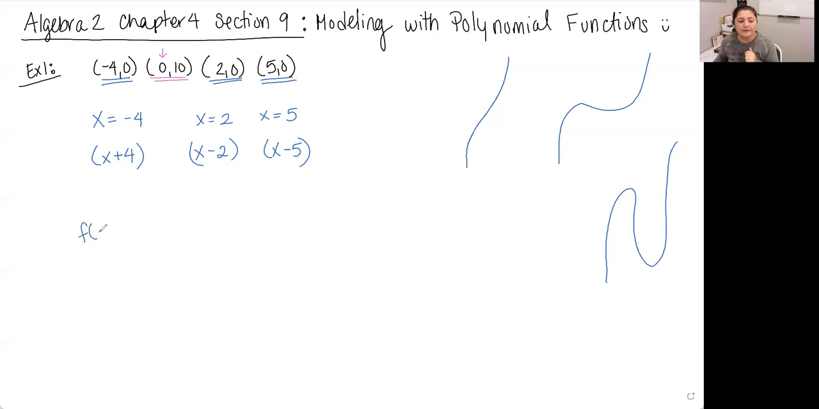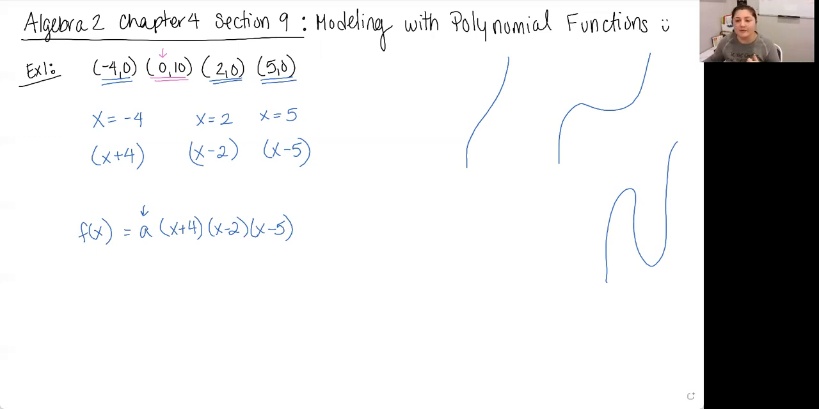So realistically, so far what I have is my f of x, my function, equals my a, some sort of stretch or shrink, I don't know what that is just yet, times x plus 4, x minus 2, and x minus 5. So that's what that gives me so far. Now, what I really need to do is find this variable because I don't like having equations with 2 unknowns. So I need to solve for this a.